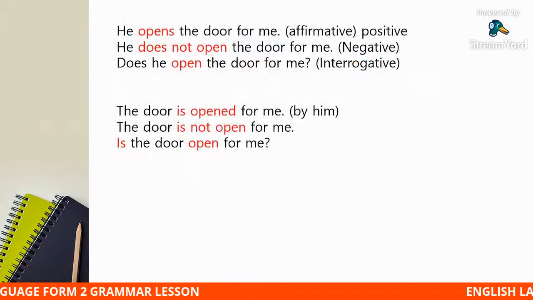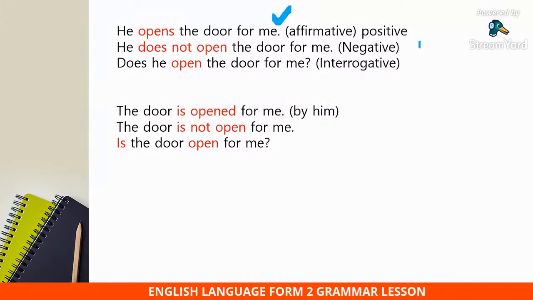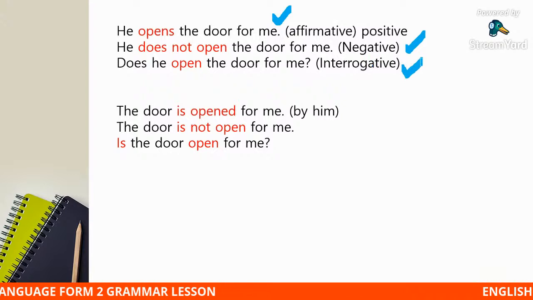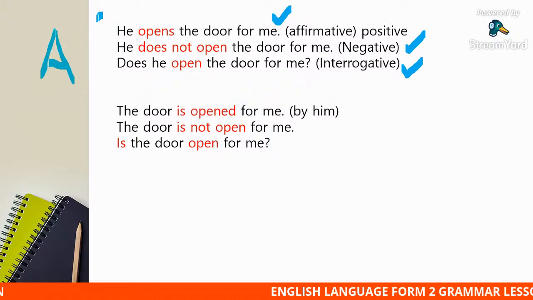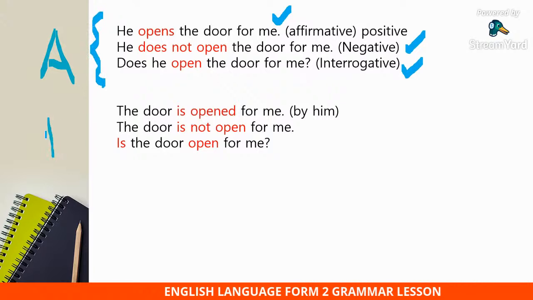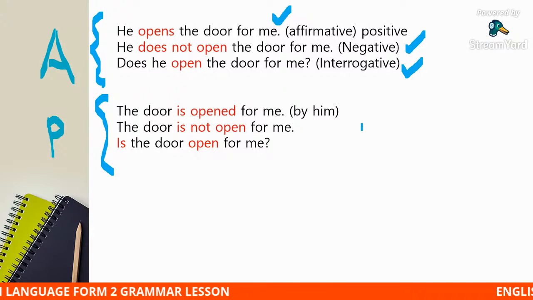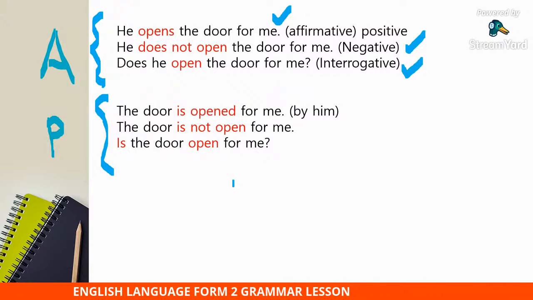Okay. So example, he opens the door for me. Positive. He does not open the door for me, negative. Does he open the door for me, interrogative. So ini adalah ayat aktif. Okay, ayat passive sentences. The door is open for me by him. Okay, so him is not important. The door is not open for me. Is the door open for me?